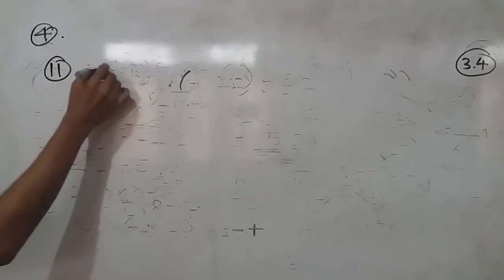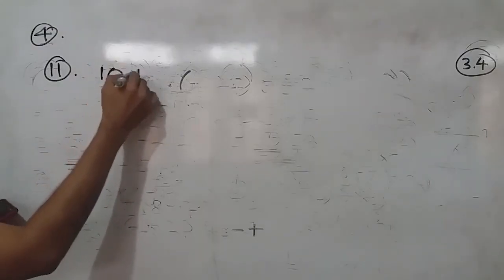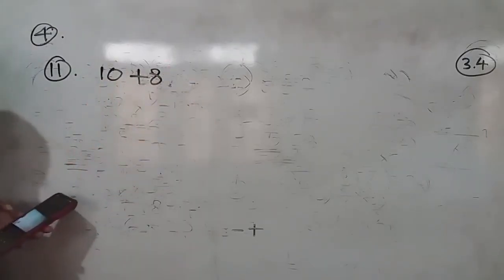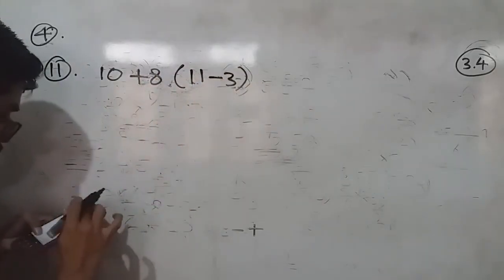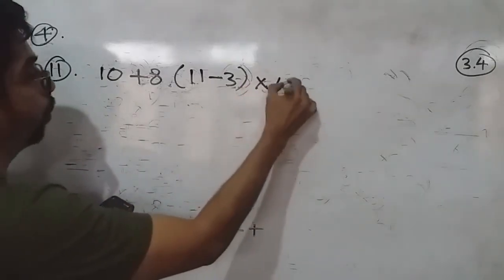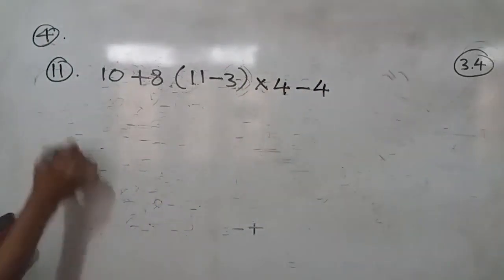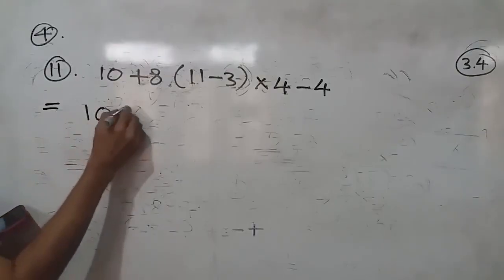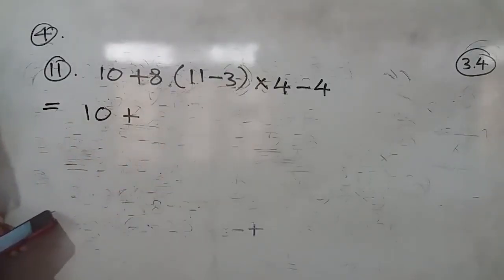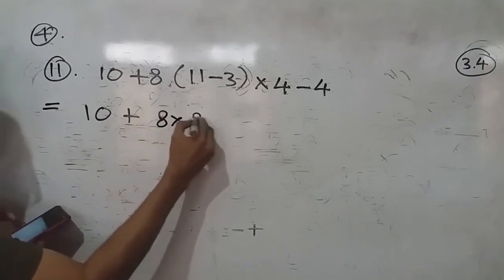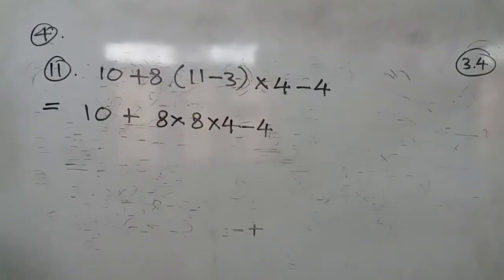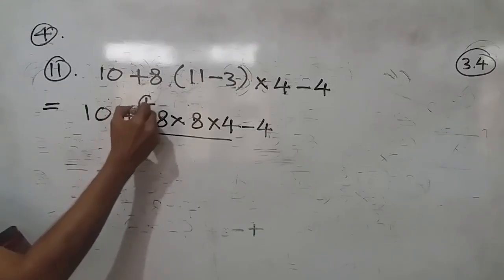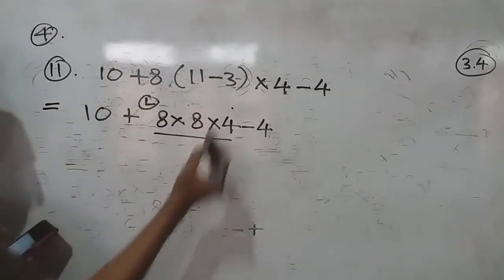Right. 10, we have to add an 8. Right. Then 11 minus 3 times 4 minus 4. Right. So we have to simplify the brackets. Right. 10 plus 11 minus 3, that is 8. So 8 times 8 times 4 minus 4. Right. So we have to do the multiplications first, starting from here. Right. Left to right. Up till here.